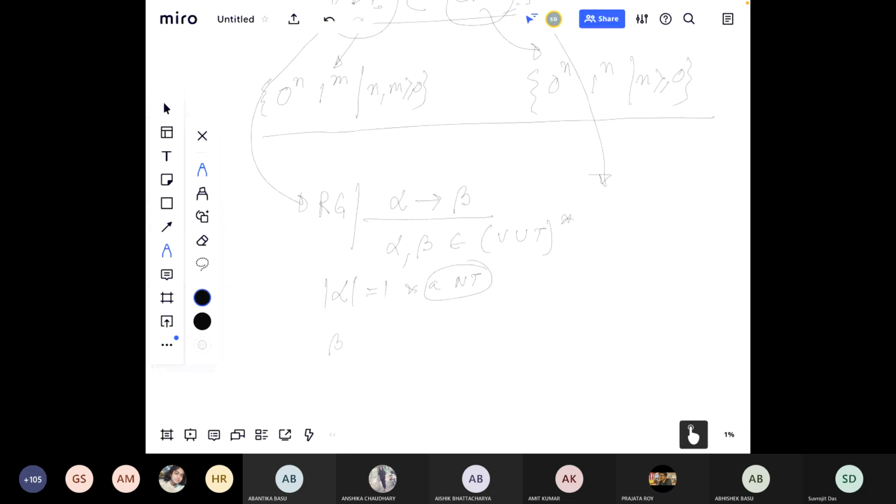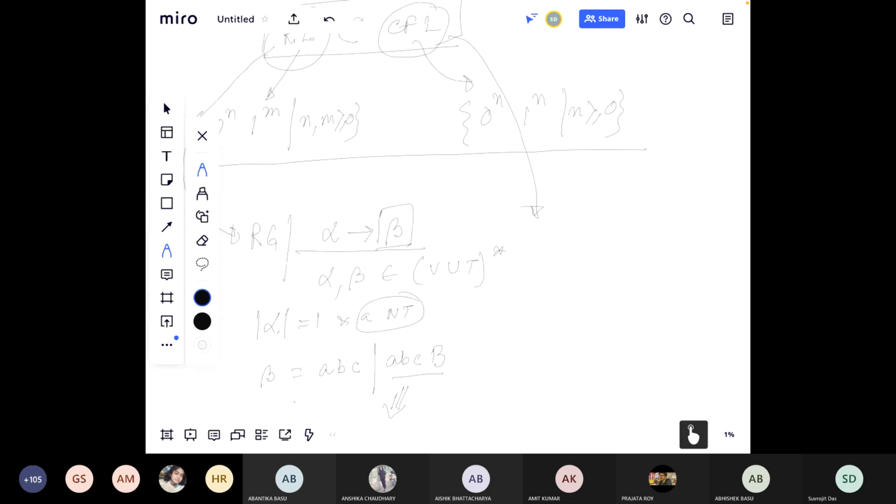And a beta should look like a series of terminals, or a series of terminals followed by a non-terminal. If you have a non-terminal on the right hand side, in beta, it should be the rightmost symbol. In the last class, you also saw an equivalent of this in terms of left linear grammars, right? And I can show you examples of that equivalence later. That has already been covered.